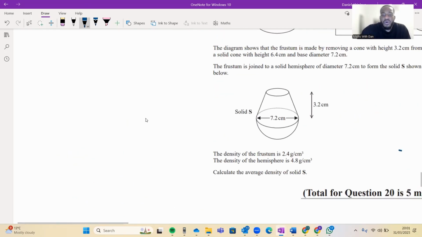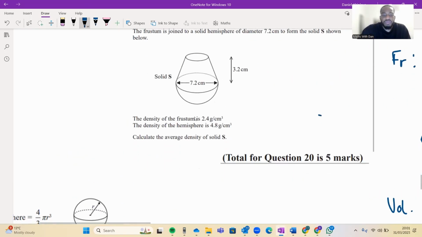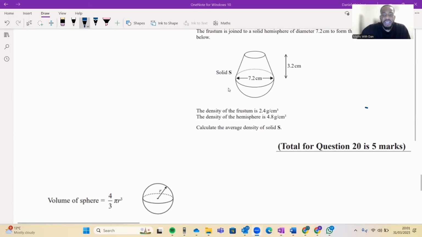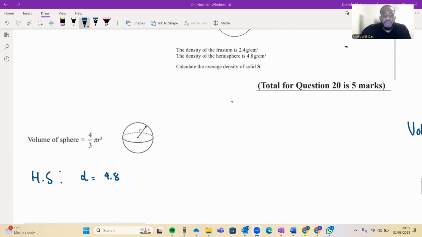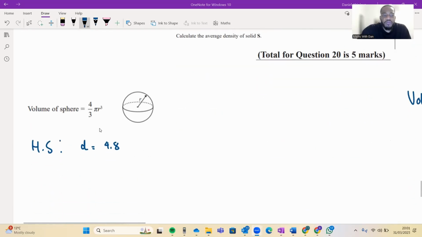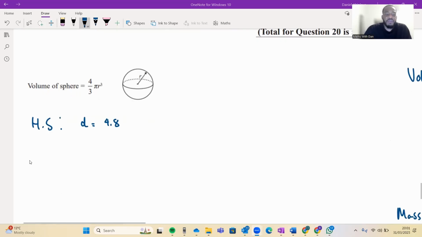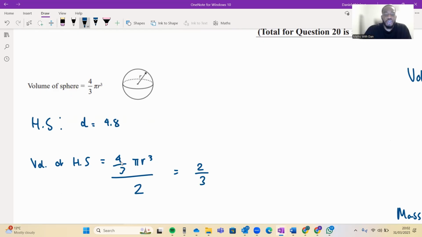Okay. Now we're looking for everything else, isn't it? So we're looking for the mass and the volume of it, obviously. So what do we know? Well, we know the formula is 4 over 3 pi r cubed for a sphere. So the volume of a hemisphere is just going to be that divided by 2. 4 over 3 pi r cubed divided by 2. Now, algebraically, this is just 2/3. You can literally just half that numerator. So you get that there.